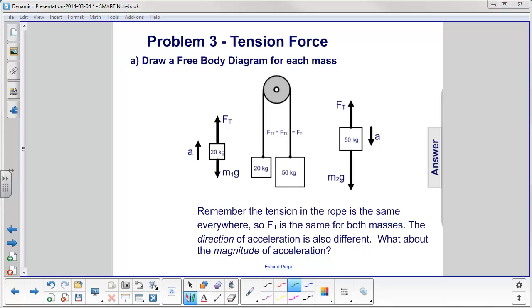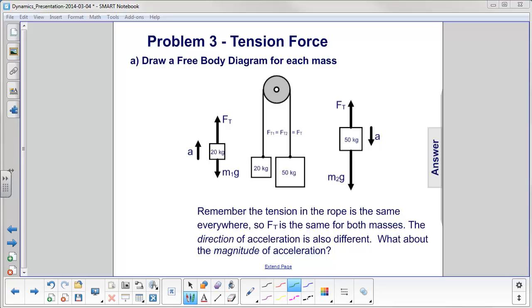So here are the free body diagrams for each mass. The 20 kilogram mass, as we just discussed, is going to go up as this entire system is rotating clockwise. So we draw the acceleration vector in the upward direction. Here's the gravitational force, here's the tension force. On the 50 kilogram box, that's going in a downward direction, so here's the acceleration. It's being pulled down by gravity, and it's being pulled up by the tension force.